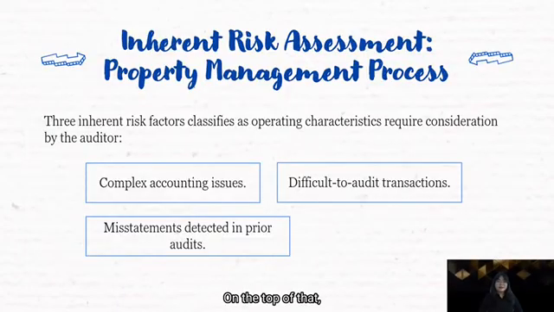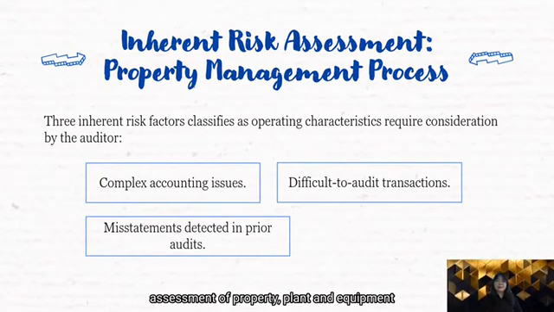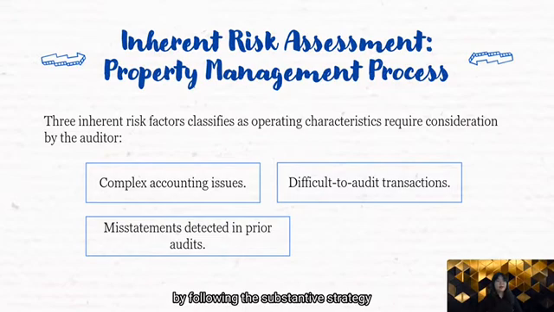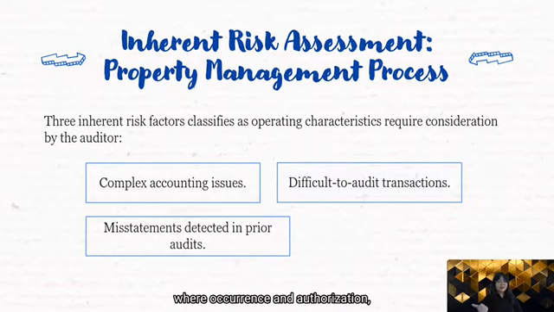On top of that, auditors are required to have control on the risk assessment of property, plant, and equipment by following the substantive strategy when auditing. Auditors should focus on major assertions, key control activities, and tests of controls that relate directly to the property management process. Other related control activities are discussed as a part of purchasing process, where occurrence and authorization, completeness, and the segregation of duties are involved.